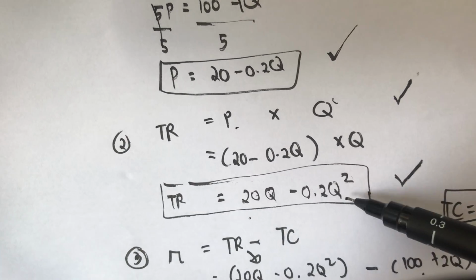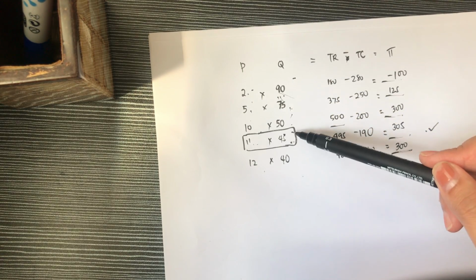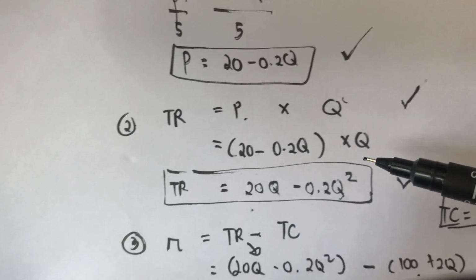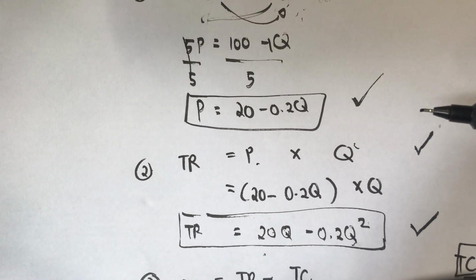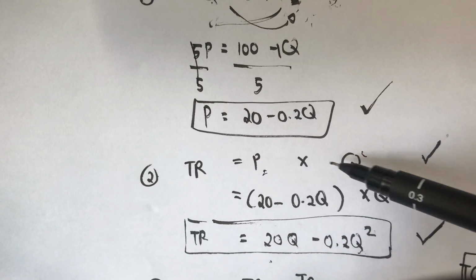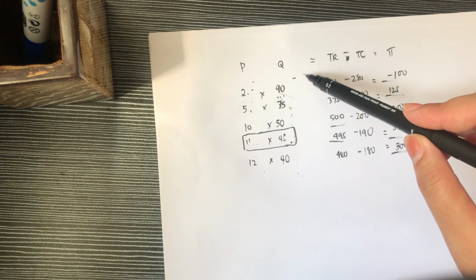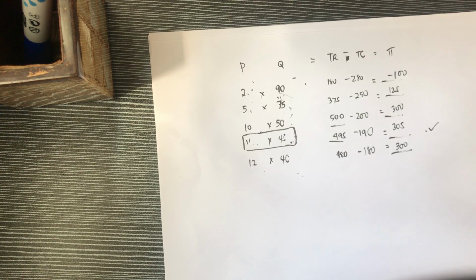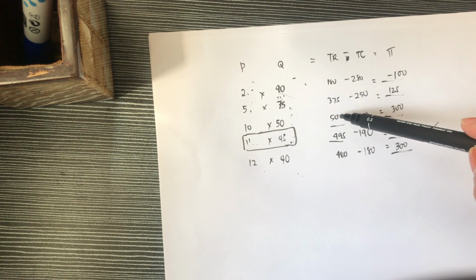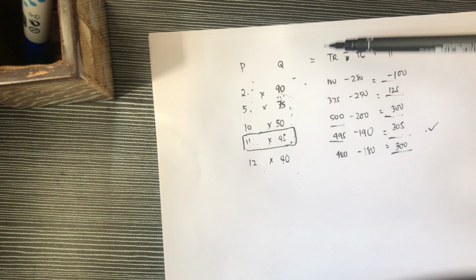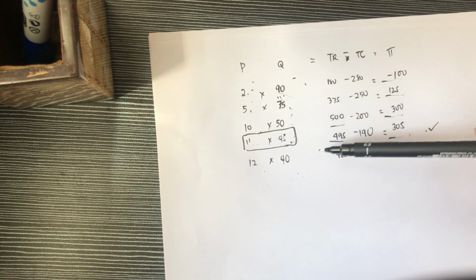You replace Q with the values here: 90, 75, 45, 50, 40. But if you want your life to be less complicated, then you can just simply use P times Q, because you already know your P and your quantity. So why complicate things? So 2 times 90 is 180, then 375, 500, 495, 480. These are your total revenues based on your P and your Q.